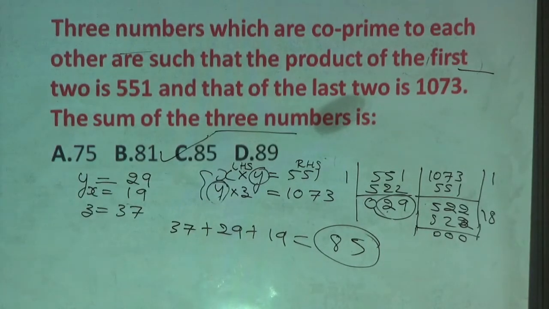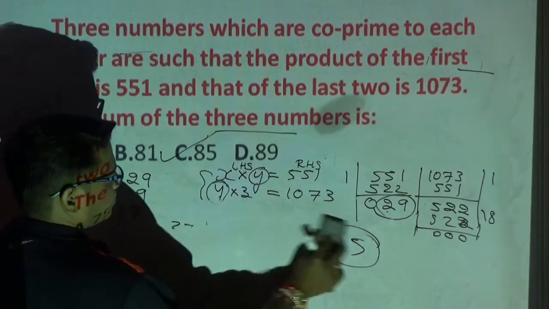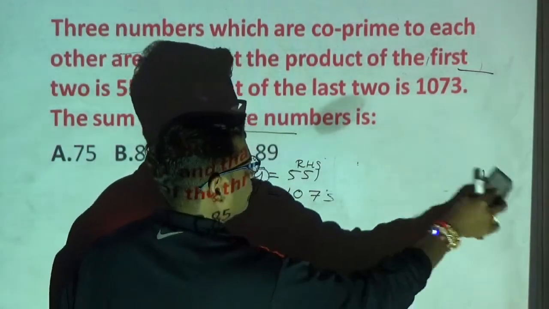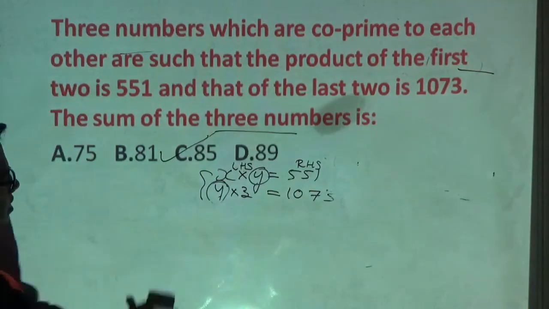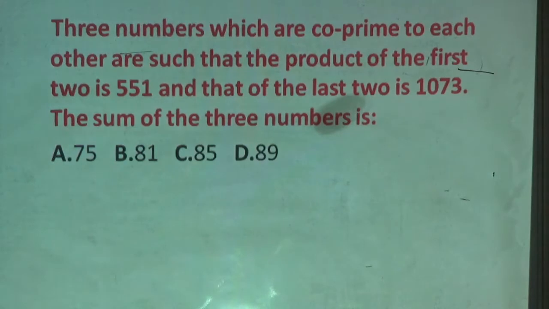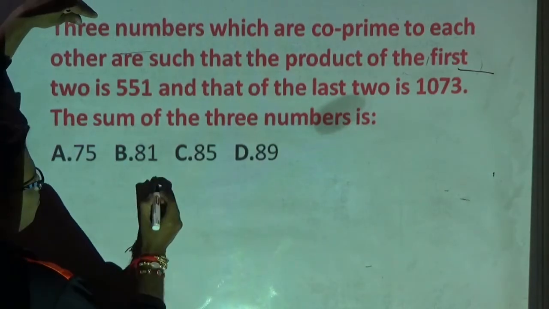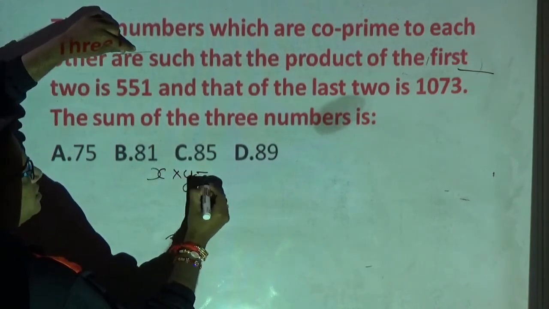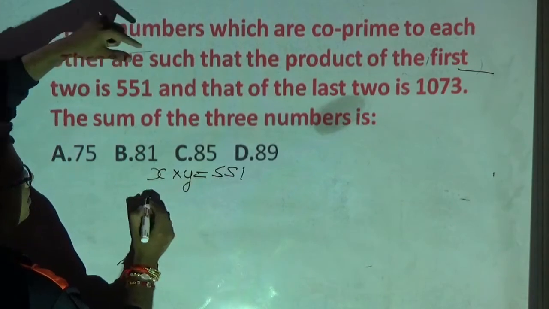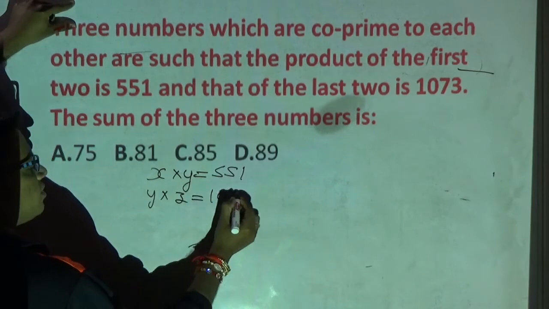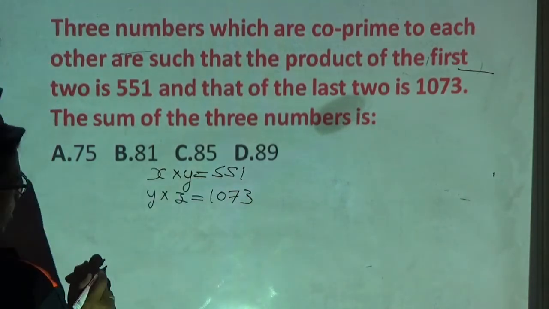Okay, so let me explain one more time. Please observe here. In this question, they have given three numbers which are co-prime to each other. They are such that the product of the first two is 551 and the second two, that is Y and Z, will be equal to 1073. That is what they have given, correct?